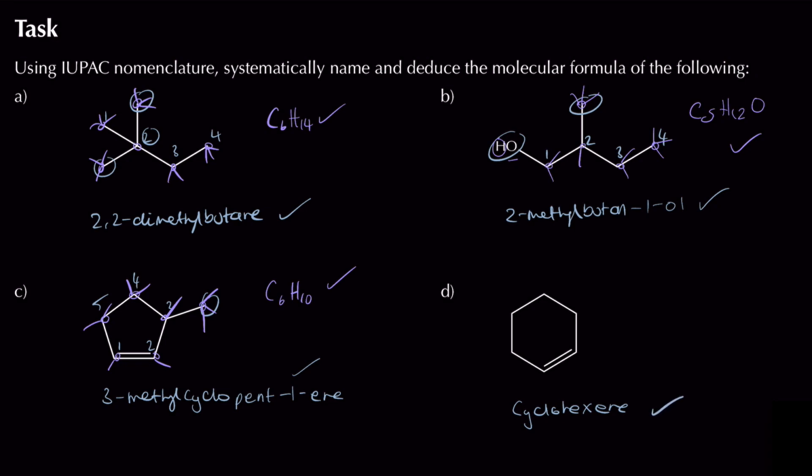What about the structure? Well, of course, we've got 1, 2, 3, 4, 5, 6 carbon atoms for the molecular formula. 1, 2, 3, 4, 5, 6, 7, 8, 9, 10 hydrogen atoms altogether. So there's our molecular formula as well.